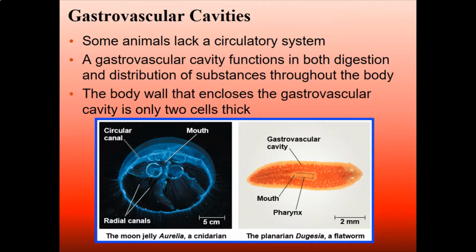You also have these gastrovascular cavities. So some animals do not have a circulatory system, but they instead have this cavity that functions both in digestion and in distribution of substances throughout the body. Okay, and the body wall that encloses these is usually very, very thin. Okay, and there you can see an example of a jellyfish and a planarian, right?